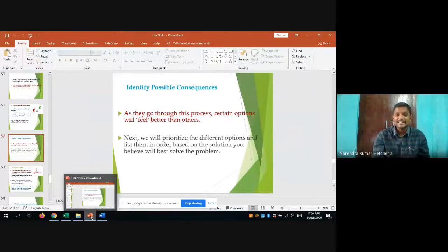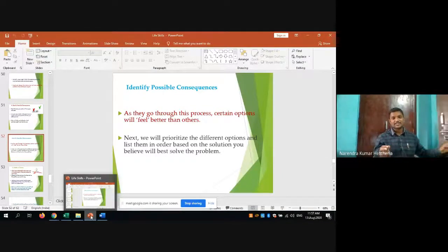Next, we will prioritize the different options and list them in order based on the solution you believe will best solve the problem. As we have come out with 3 to 4 solutions, all right, finally, we will prioritize the different options and list them in order based on the solution you believe will best solve the problem. Okay, so these are the 4 steps that we have seen today.